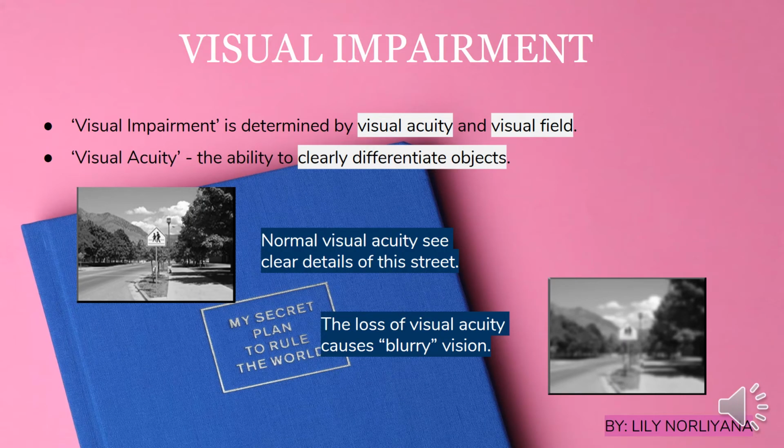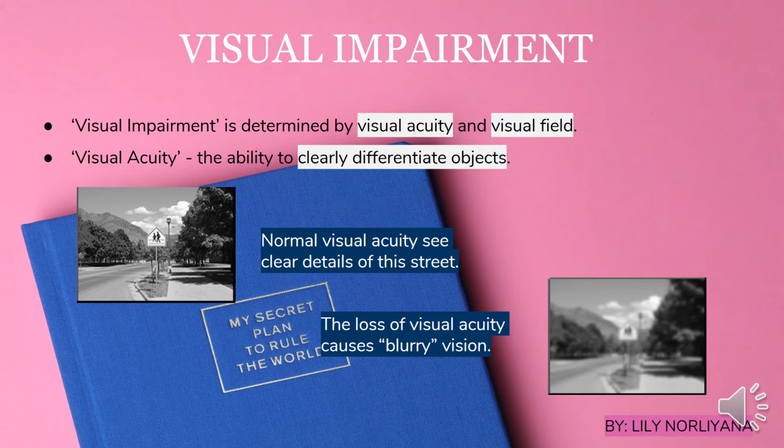Before we discuss further about visual impairment, I would like to share with you about the importance of our eyes in a study. 80% of learning in classroom is through visual. If a student who has this kind of problem will find it difficult to catch up like others, and his academic performance decreases from time to time. So, visual impairment is determined by visual acuity and visual field.